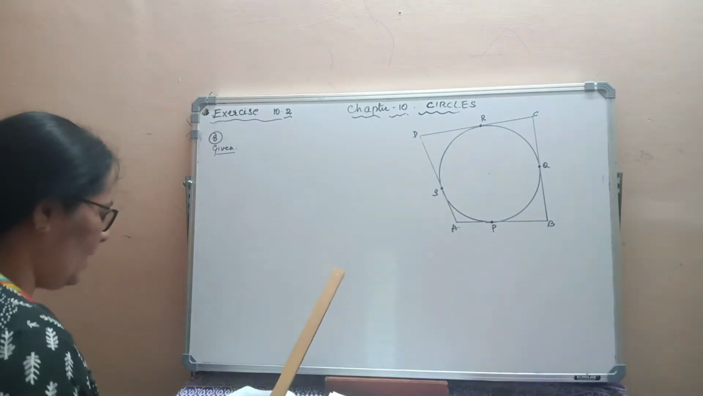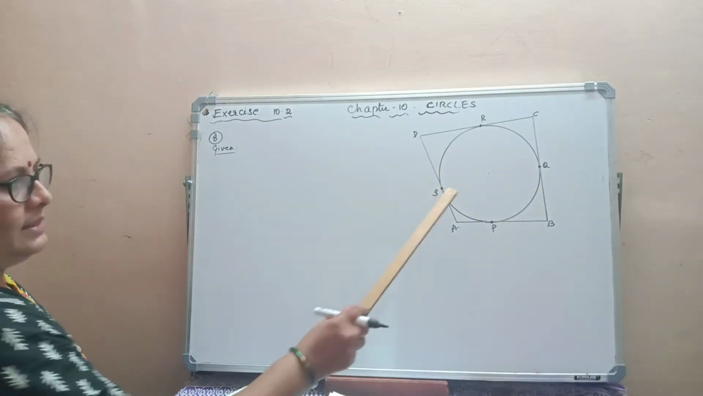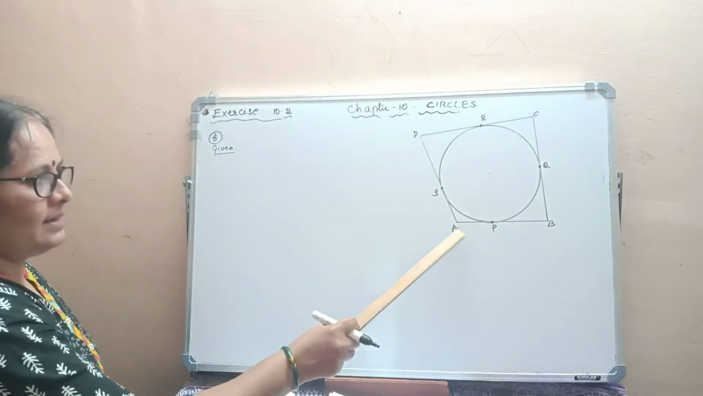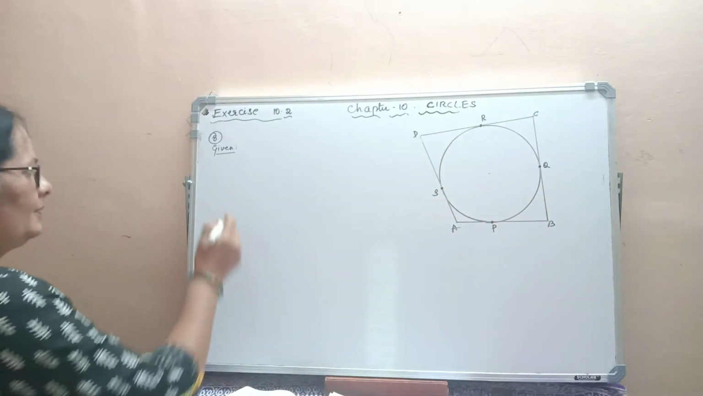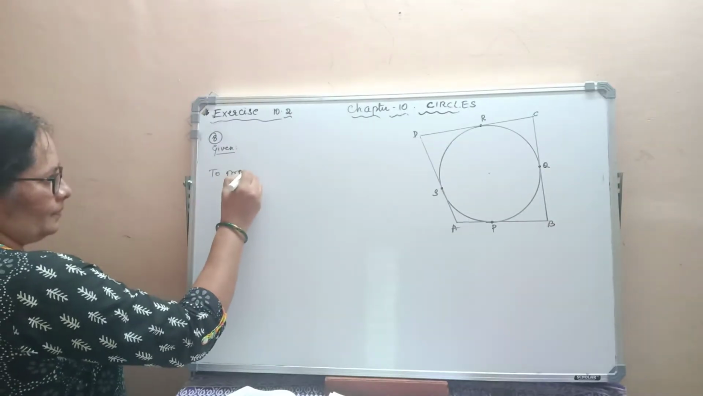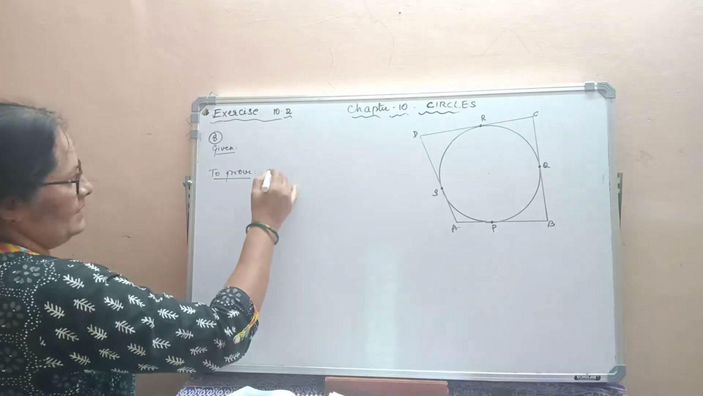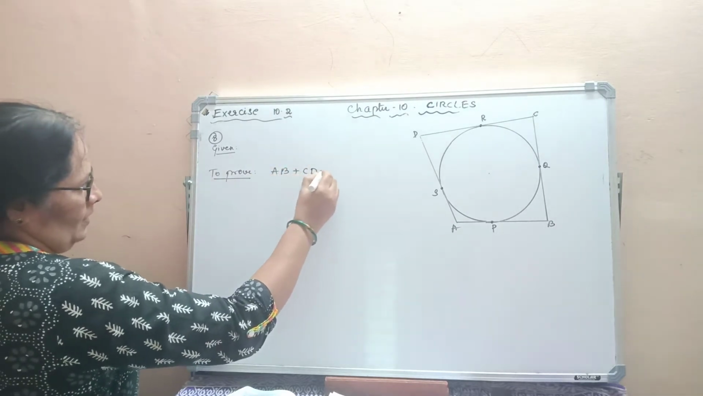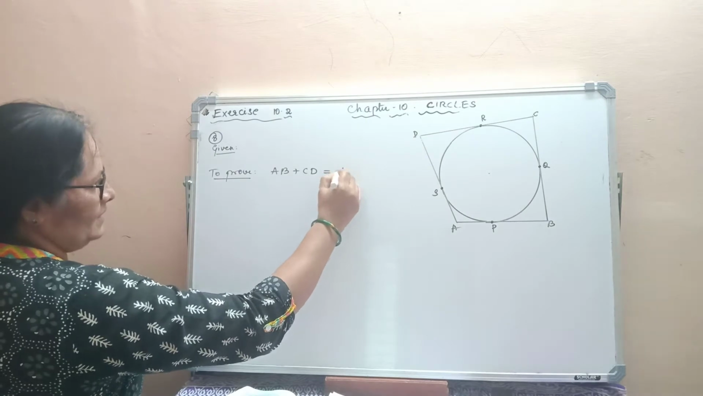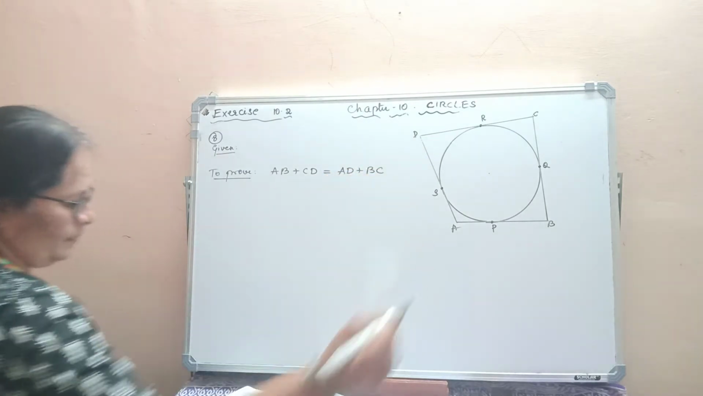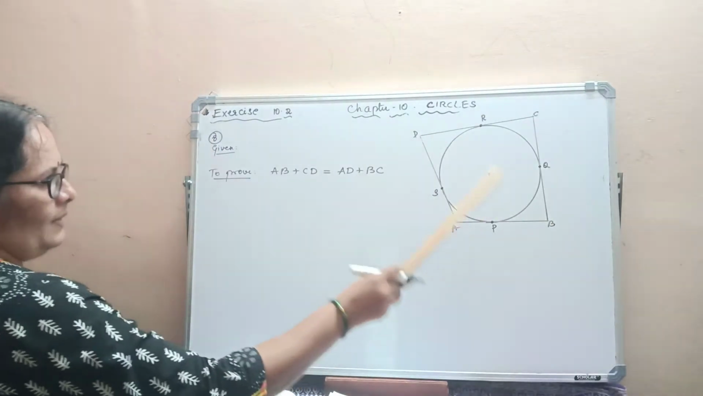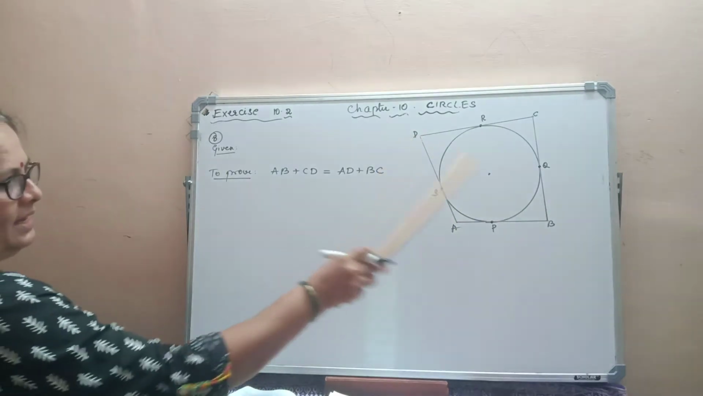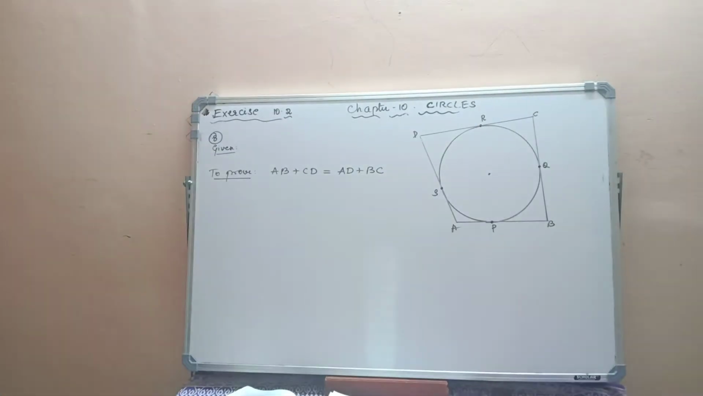Now, a quadrilateral circumscribes a circle. Here, the circle is given. The quadrilateral circumscribes the circle, that is, it is outside the circle. Prove that AB plus CD equals AD plus BC. So you need to prove that AB plus CD equals AD plus BC. How can we prove this, and which theorem can we use here?